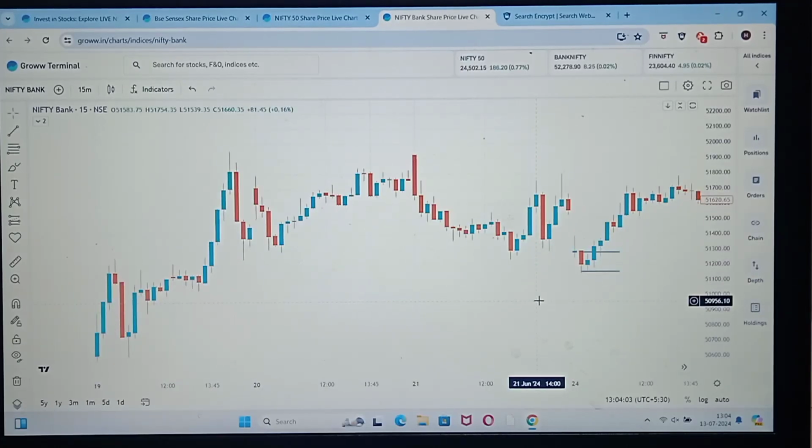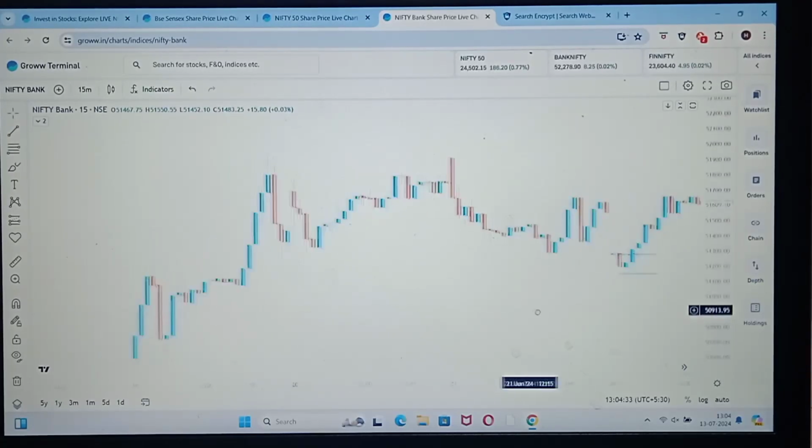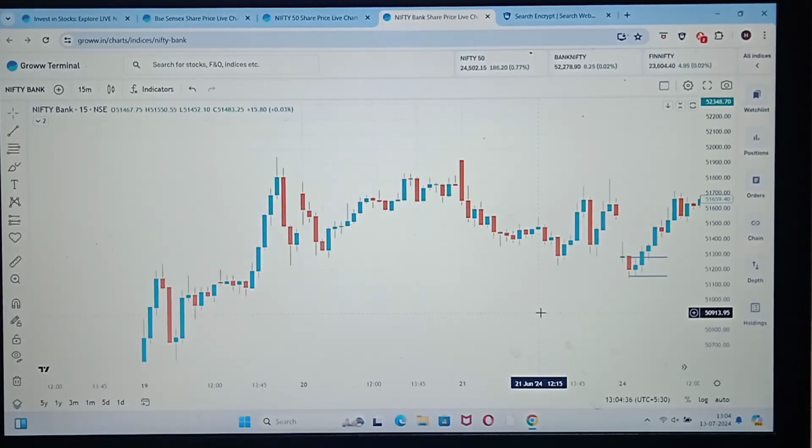If he has a lot size of 100 shares, for example, and if he has taken 50 points out of 300 points, which a beginner can take, so 50 into 100, 5,000. So he can make 5,000 rupees easily within an hour. Or say he has taken a trade at 10 o'clock, and if he squares off within half an hour, even if he fetches 50 points in a lot size of 100, he will easily make 5,000 rupees profit.